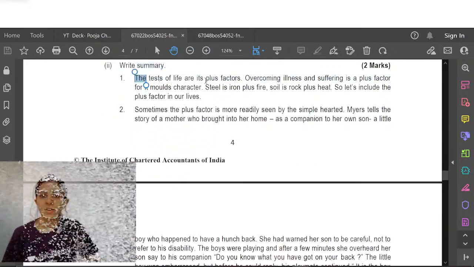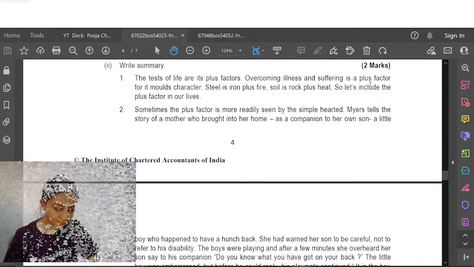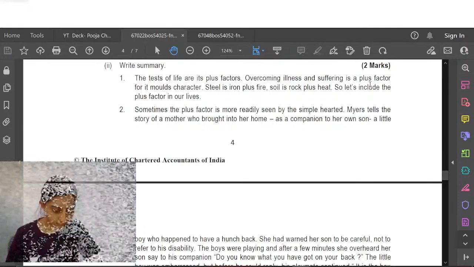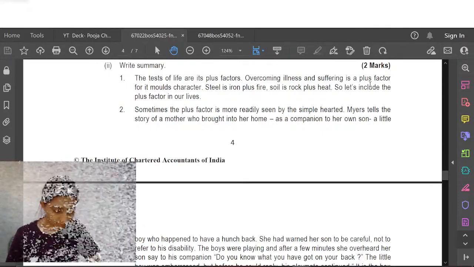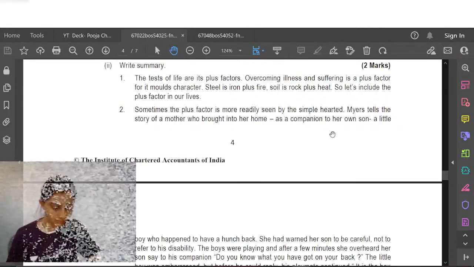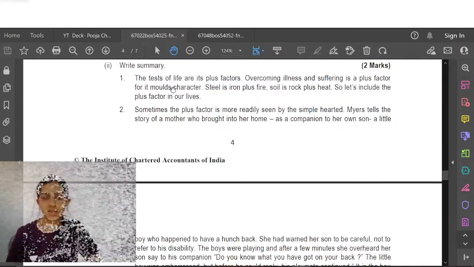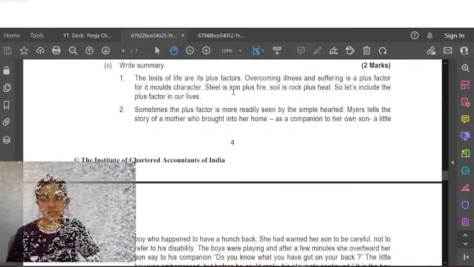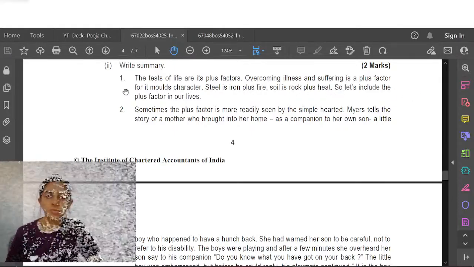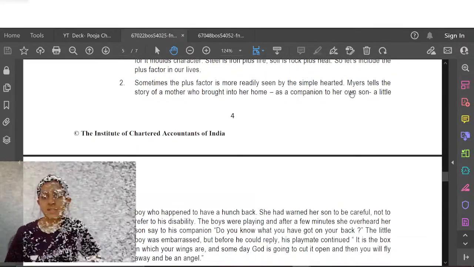The test of the life are its plus factors. Overcoming illness and suffering is a plus factor, for it molds character. Steel is iron plus fire. Soil is rock plus heat. So let's include the plus factors in our lives. Sometimes the plus factors is more readily seen by simple-hearted.